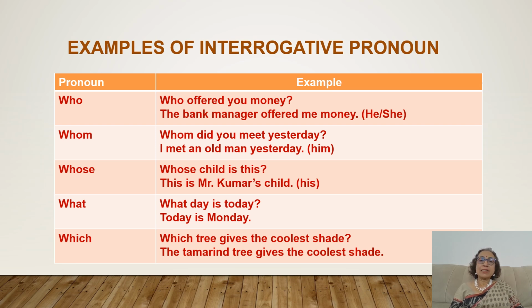Whose child is this? This is Mr. Kumar's child, or this is his child. So the noun Mr. Kumar or the pronoun his gets questioned by whose. That is why it is called an interrogative pronoun.